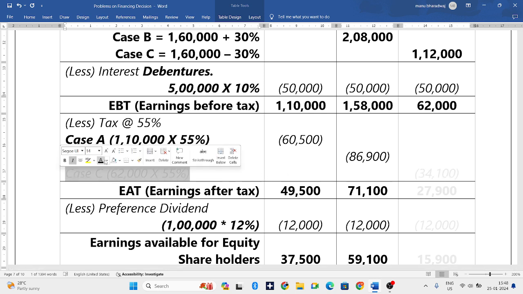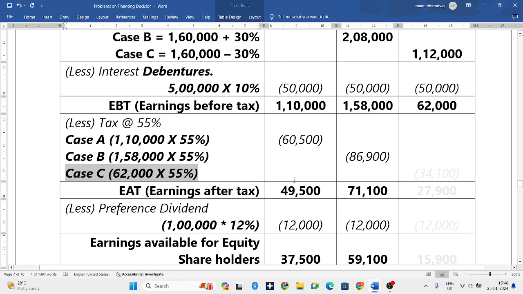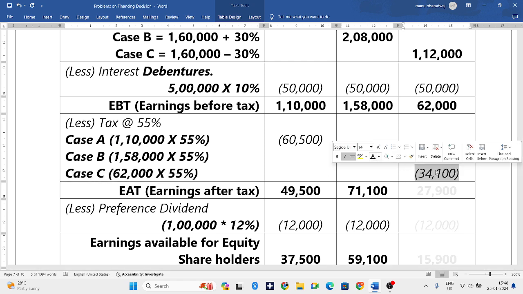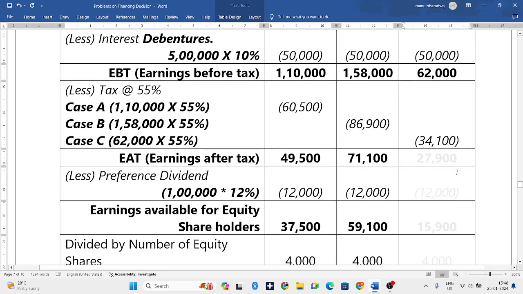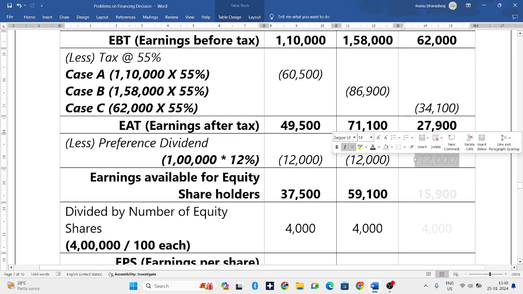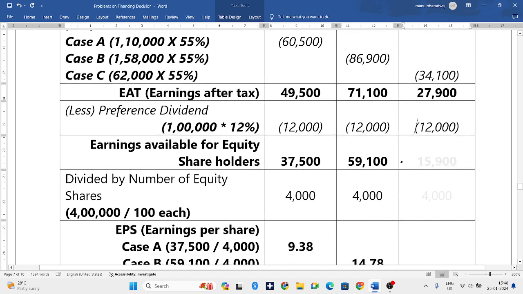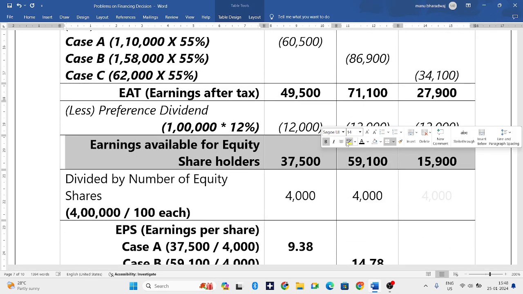For that, again, you have to charge the tax of 55%, which is nothing but 34,100. From 62,000, if we subtract 34,100, we will get 27,100 rupees. From that, we have to pay preference dividend of 12,000, which we have calculated. We will get earnings available for equity shareholders.